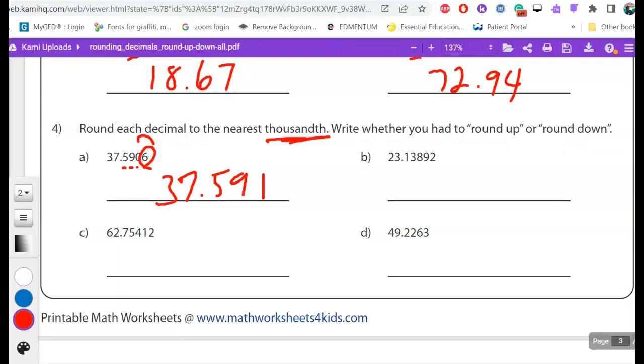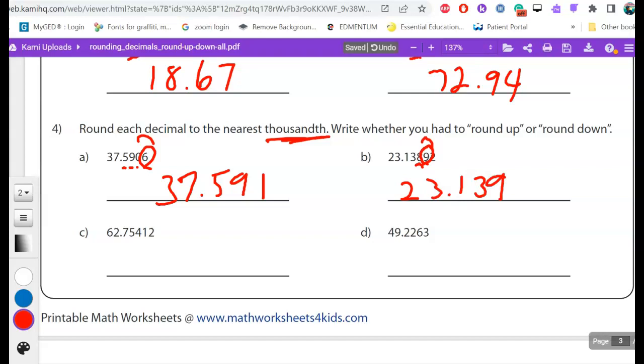Let's continue. Looking at letter B. The tenths, hundredths, thousandths place. This 8 is in the thousandths place, so we take a look at the 9. We can see that 9 is telling that 8 to round up. So that 8 is going to round up to a 9. So I have 23.139.